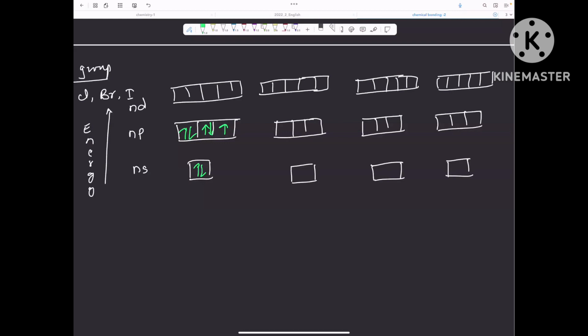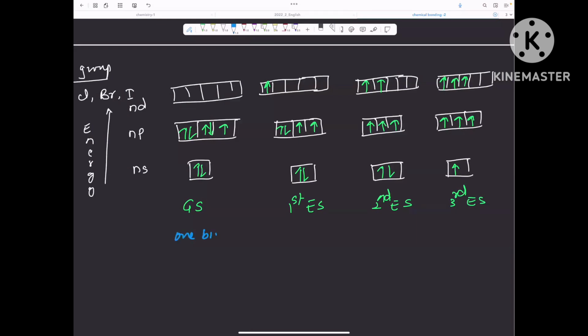ns2, np5. ns2, np4, one electron is excited. ns2, np3, nd2, 2 electrons are excited. Now the ns electron is exciting. Therefore, we got 3 electrons. This is the ground state, first excited state, second excited state, third excited state.